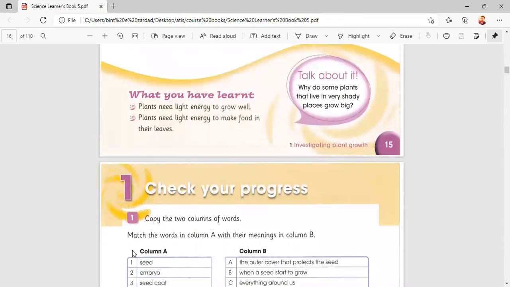What have you learned in this lesson? Plants need light energy to grow well. Plants need light energy to make food in their leaves.